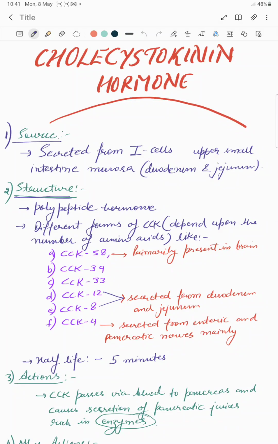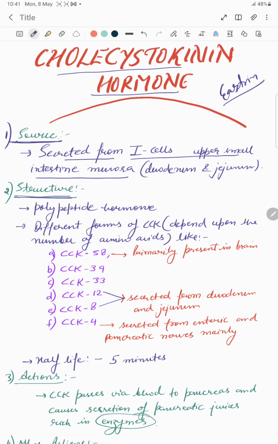It's from GI hormones, and part 2, that is cholecystokinin hormone. This cholecystokinin hormone is also from the gastrin family. The source of this hormone is secreted from the I cells of the upper intestinal mucosa, and that is mainly the duodenum and jejunum. So the cells are located in the jejunum and duodenum.